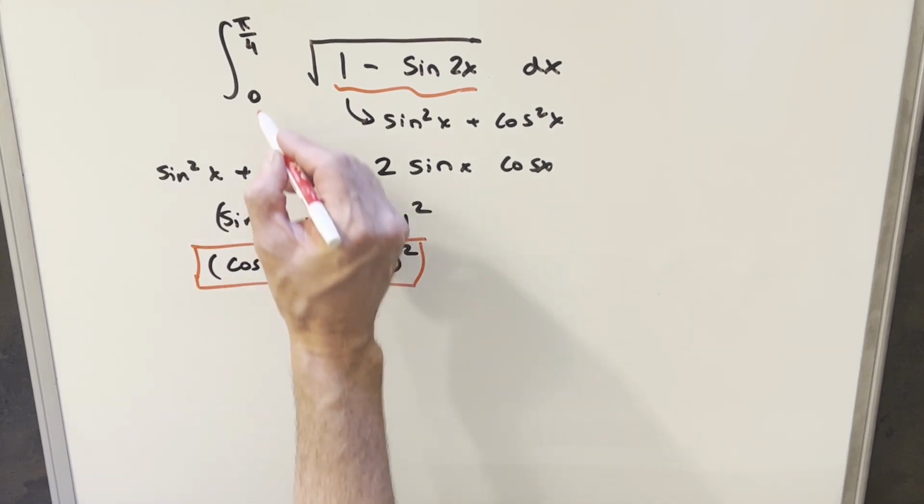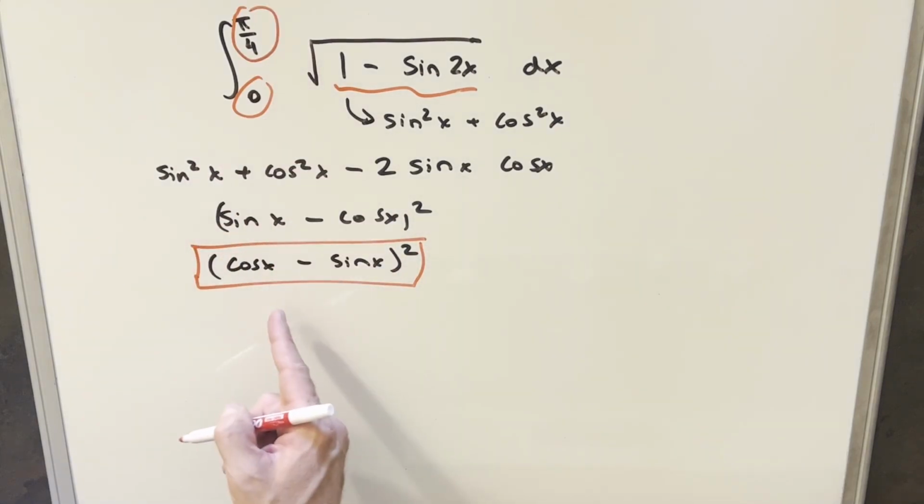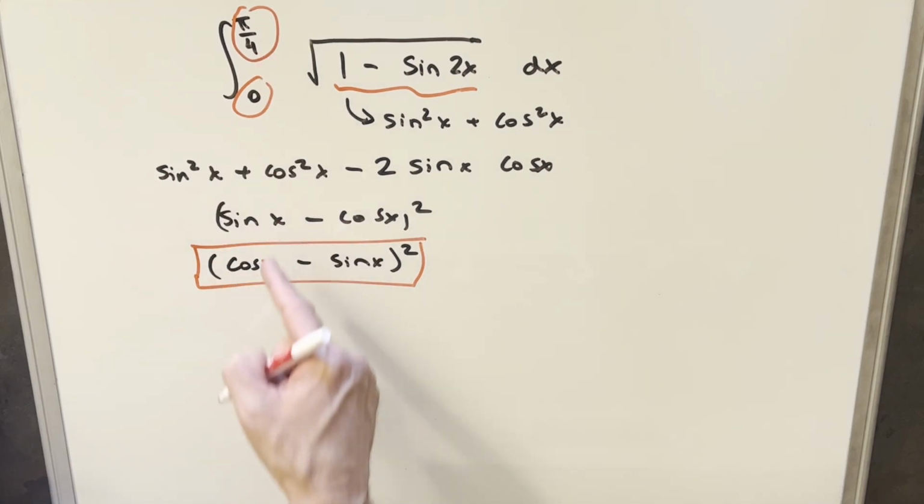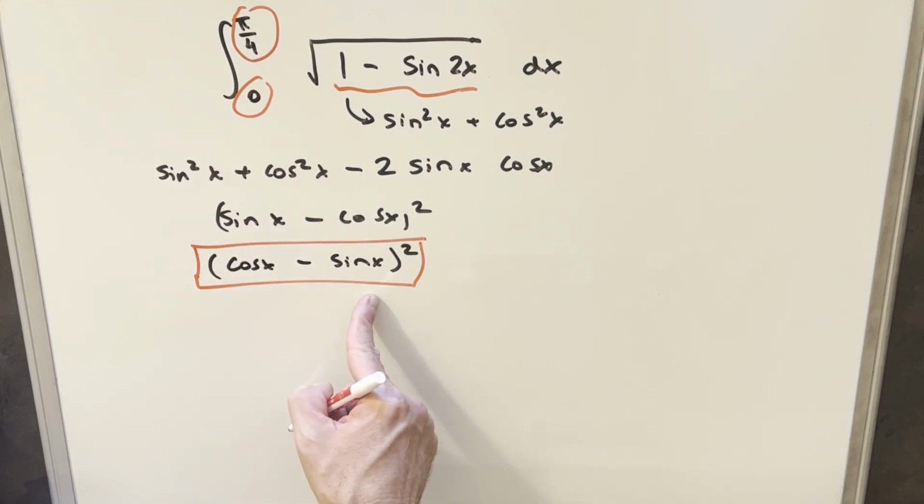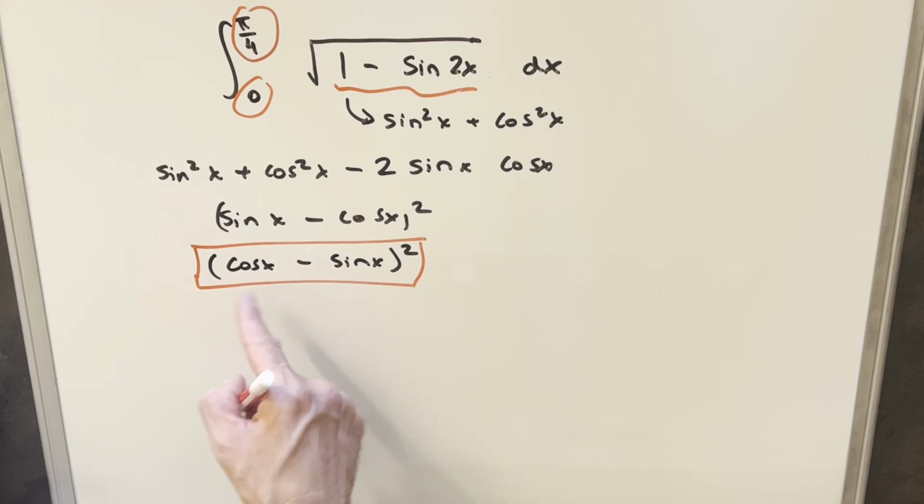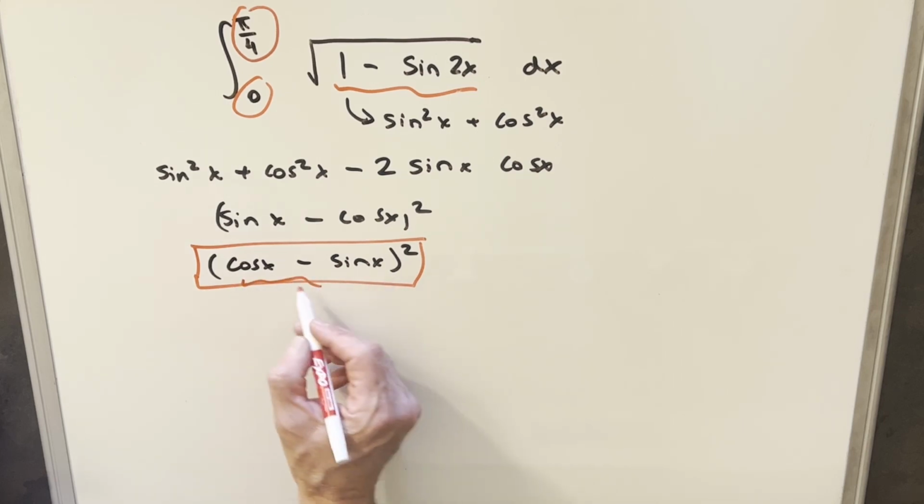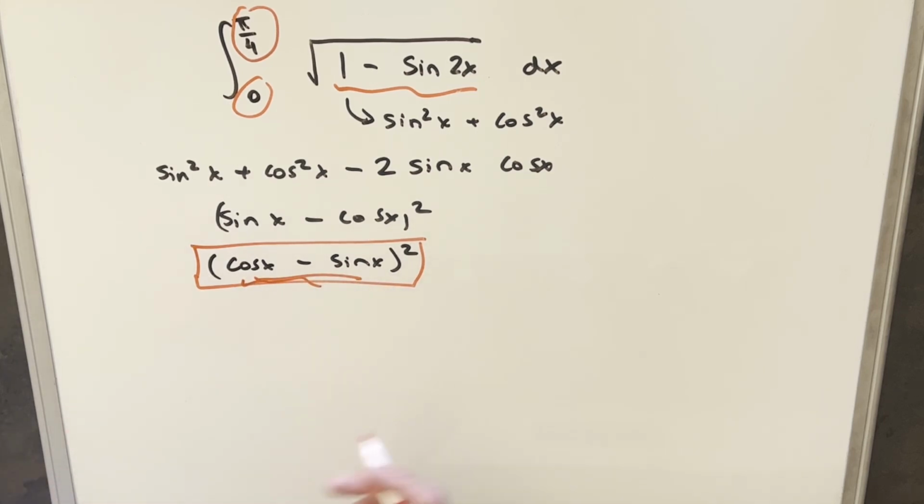And the reason for that is the bounds. Because we're between 0 and pi over 4, in that region from 0 to pi over 4, cosine is always greater than sine. And so if we do it this way, we'll know that what's inside the square here is going to always be positive. And then we don't have to worry about absolute values or any of that stuff.